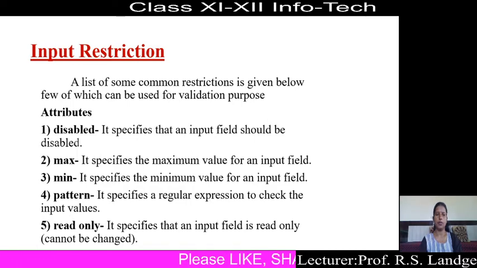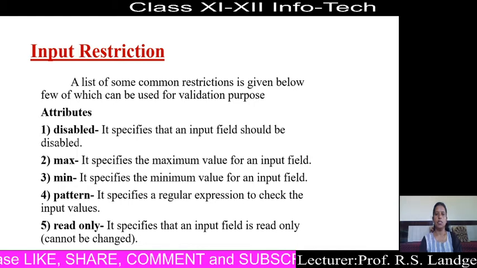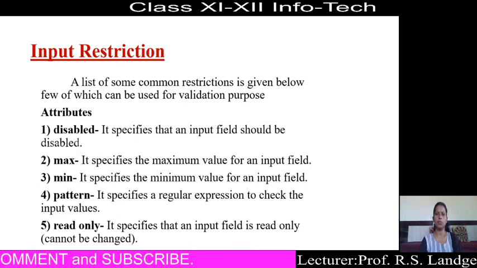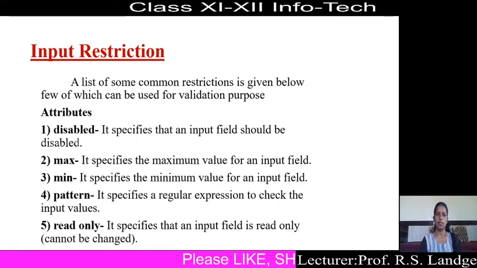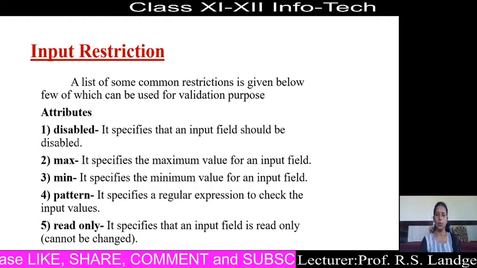These attributes are: first, disabled. The disabled attribute is used to create a disabled field. That means that input field should be disabled. Whenever we want to create a disabled field, in that case we can use this attribute. The disabled attribute generally disables the input in the browser's window.